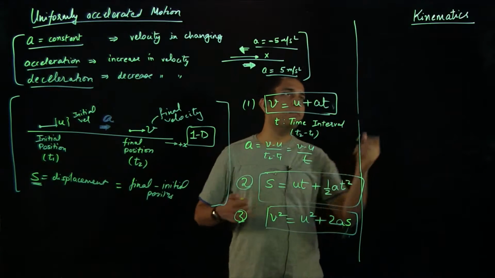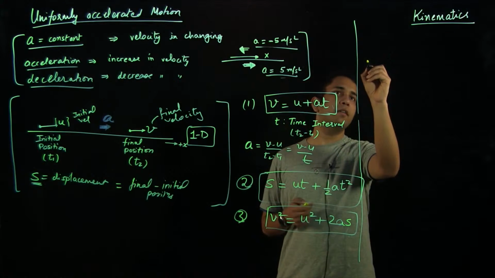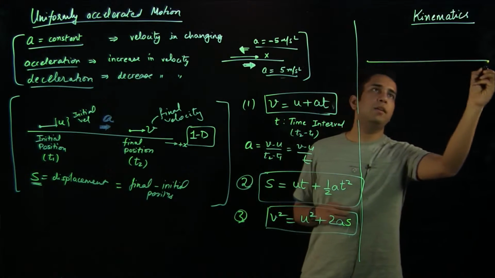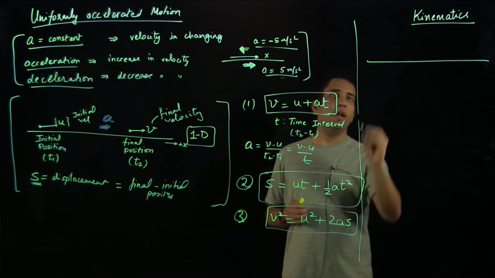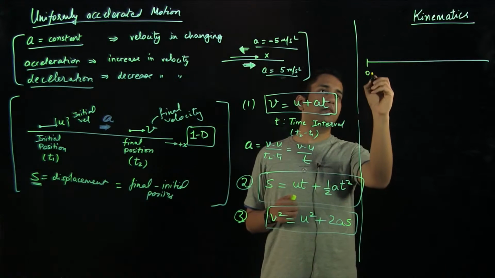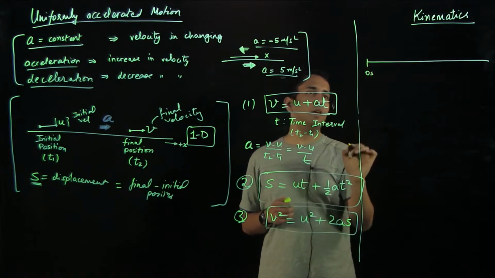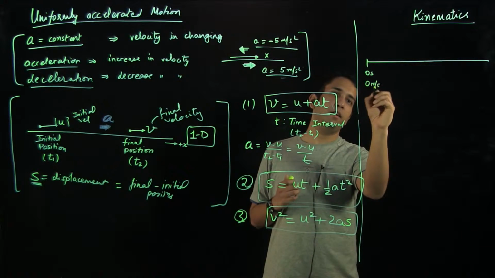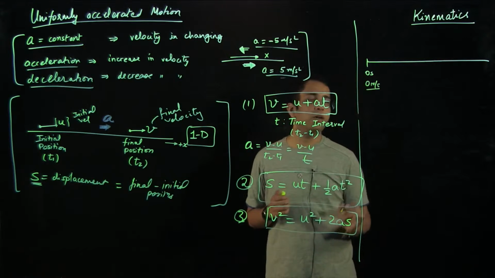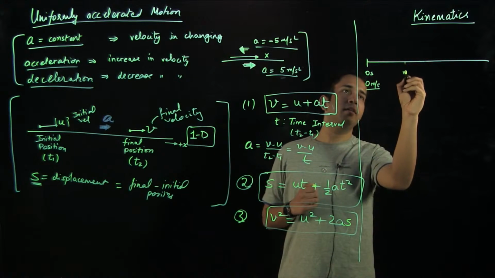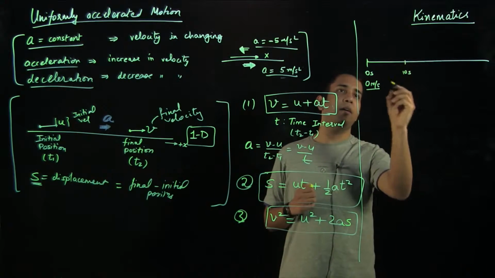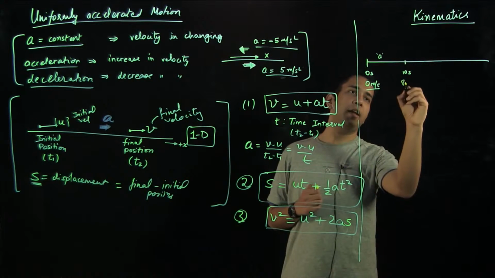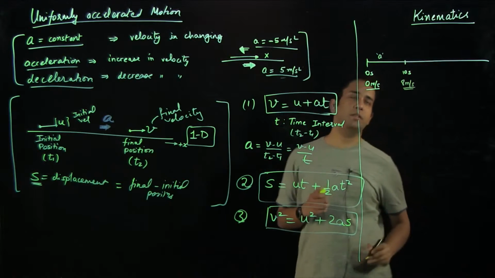So let us do an example. In this one, it is given that a particle is moving along a one-dimensional path. The particle is at a position at 0 seconds, and the velocity right now is 0 meter per second. At 10 seconds, the particle accelerates with an acceleration a and has attained 8 meter per second as its velocity.